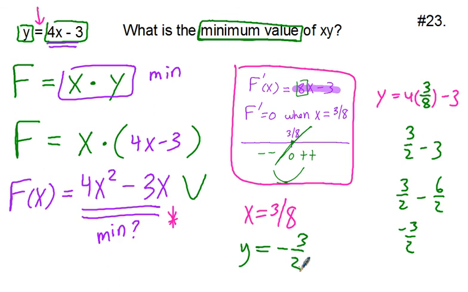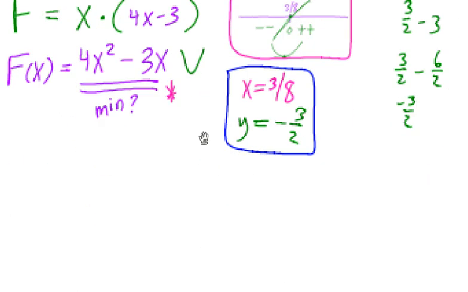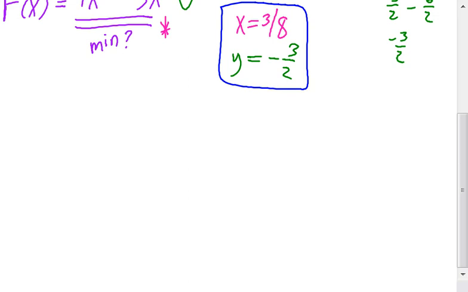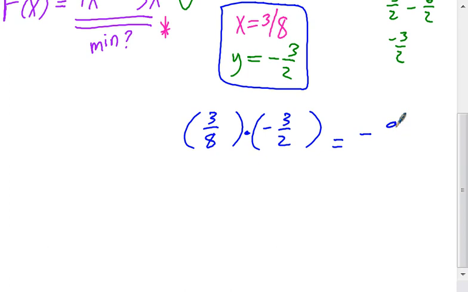And now we just want the minimum product. So let me just form a product with these guys right here and see what we get. x times y. And that gives negative 9/16.